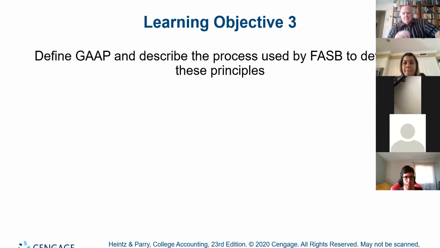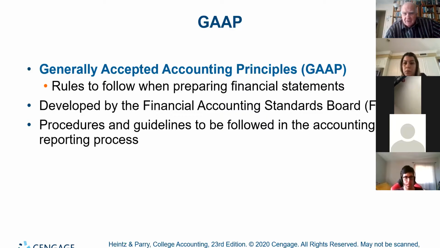GAAP, FASB. These are two acronyms you need to know, and you will know. GAAP, generally accepted accounting principles. These are the rules of accounting. They determine how a transaction should be recorded, the when, the why, and the how. FASB, Financial Accounting Standards Board. That is a segment of the Securities and Exchange Commission, and they set up the accounting rules. So you have generally accepted accounting principles developed by the FASB.